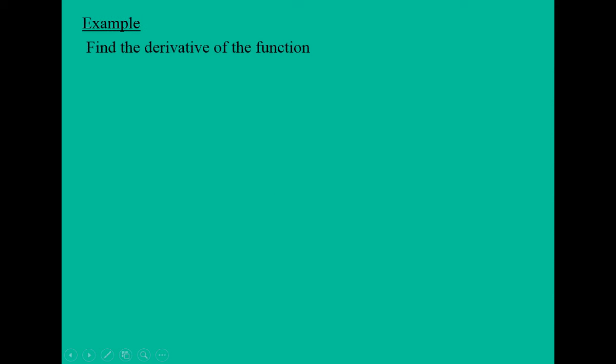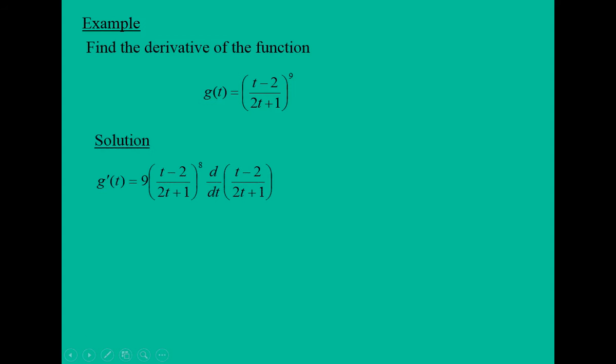Find the derivative of the function g of t. Now on this one, we could apply the power rule combined with the chain rule. Or if you want to do it the other way, as I said, you can always apply the technique that you identify the inside function and then rewrite the function in terms of u. Now here, what I'm showing you here is using the power rule combined with the chain rule.